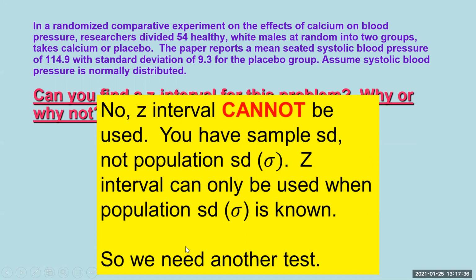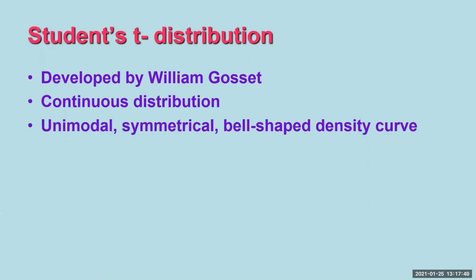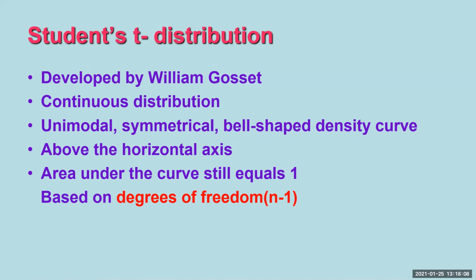So we need another test, which is where the t-distribution comes into play. It is developed by William Gosset. It is a continuous distribution. It is a unimodal, symmetrical, bell-shaped density curve. It is above the horizontal axis. And just like z, the area under the curve still equals 1. But the difference between z and t is based on what we call degrees of freedom, n-1, which is sample size minus 1.